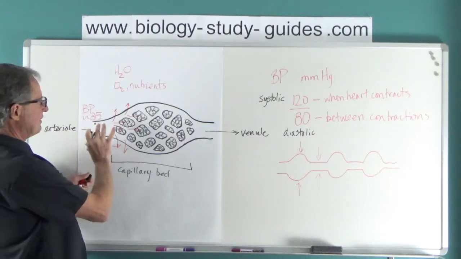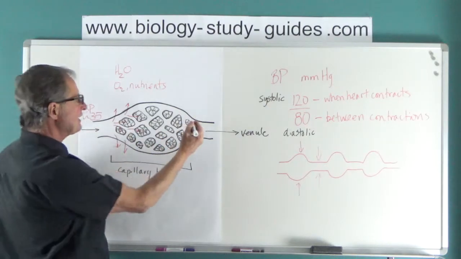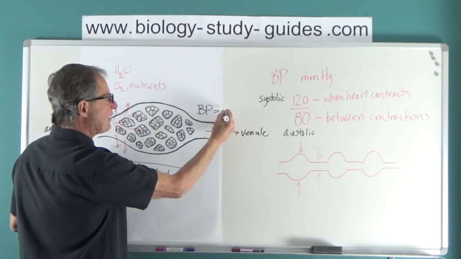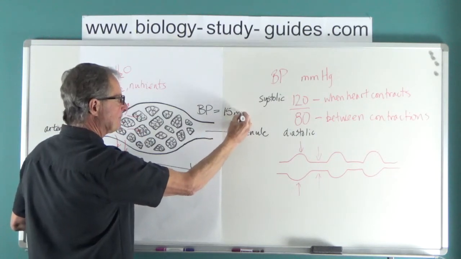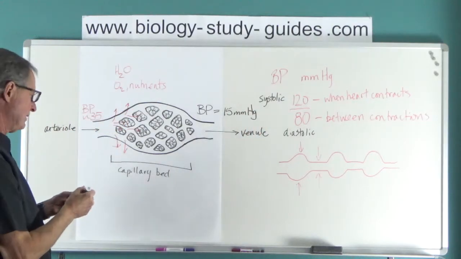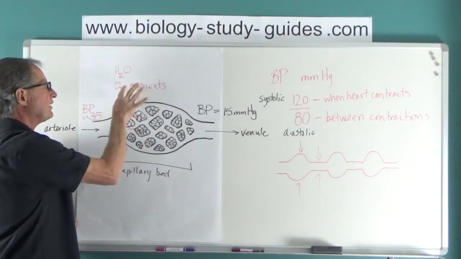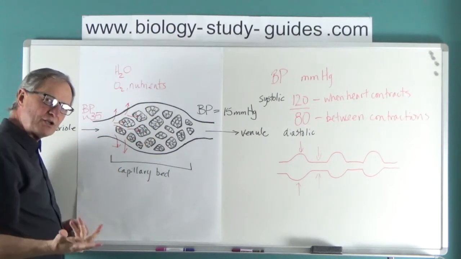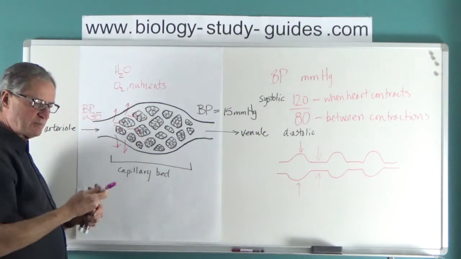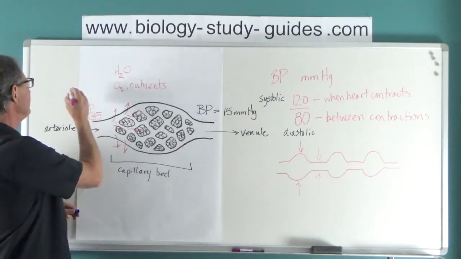On the other side, on the venule side, as the water leaves, blood pressure continues to decrease. So down on this end, the blood pressure is perhaps around 15 millimeters of mercury. Quite a bit less. The components of blood aren't just water, oxygen, and nutrients. There's cells. The cells stay behind. There's protein. The protein stays behind. Remember the one protein I mentioned before is albumin.